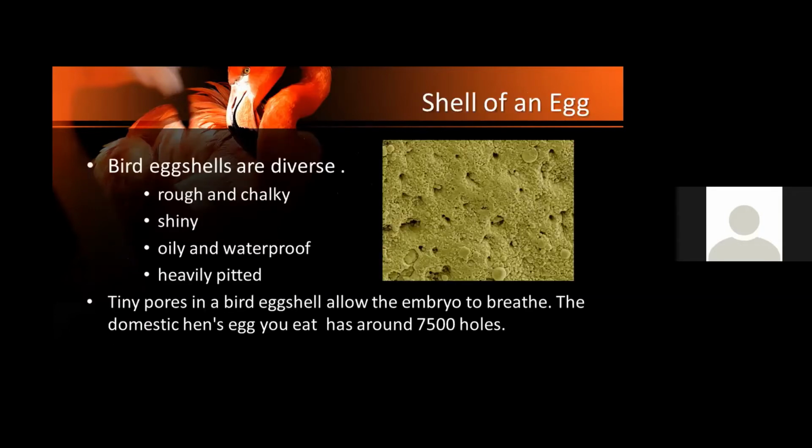Shell of an egg. Bird eggshells are diverse: raw and chalky, rough and chalky, shiny, oily and waterproof, heavily pitted. Tiny pores in a bird eggshell allow the embryo to breathe. The domestic hen's egg you eat has around 7,500 holes. Here you can see an enlarged photo of an eggshell.